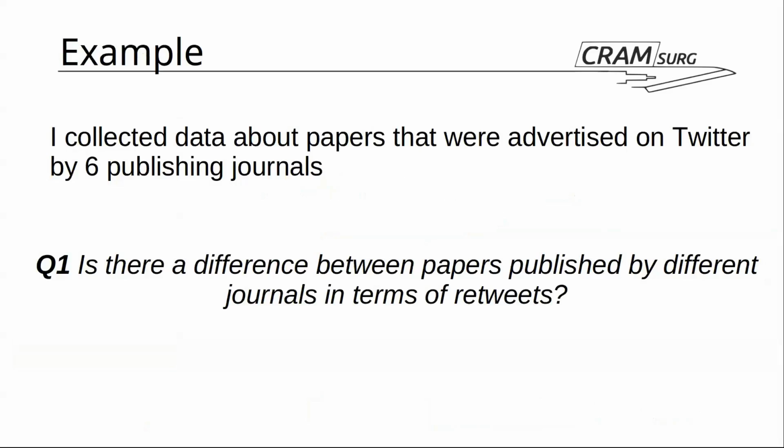Perfect, fantastic. So we're going to run this now through an example using my usual data set. Just for whoever's not heard this before, as part of my dissertation project, I collected data about papers that were advertised on Twitter by 6 publishing journals. And today we are going to find out if there's a difference in the number of retweets that those papers are getting based on the journal that is publishing them. And there are 6 publishing journals, so we'll have 6 groups of continuous variables.